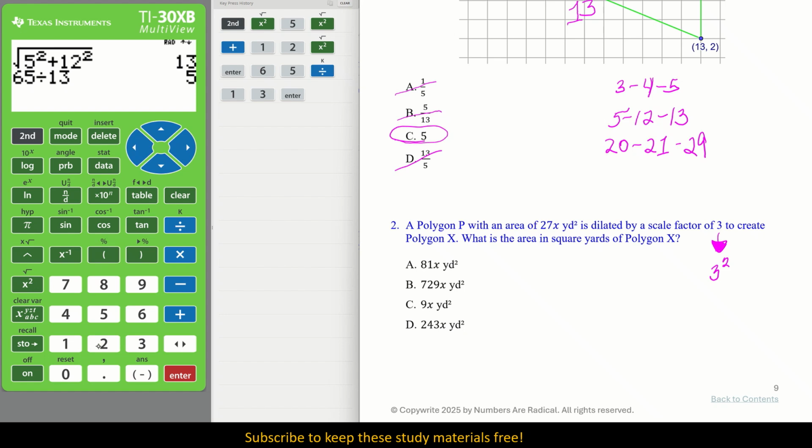Okay, so let's give it a go. 27 times. Don't worry about the X. He's just hanging in there for the ride. We don't know what X is yet. We're just taking the values themselves, because whenever X is known, it'll be multiplied to the value we get. So that's times 3 squared, enter, and that gives us option D, which is absolutely correct. All right, let's go on to number 3.